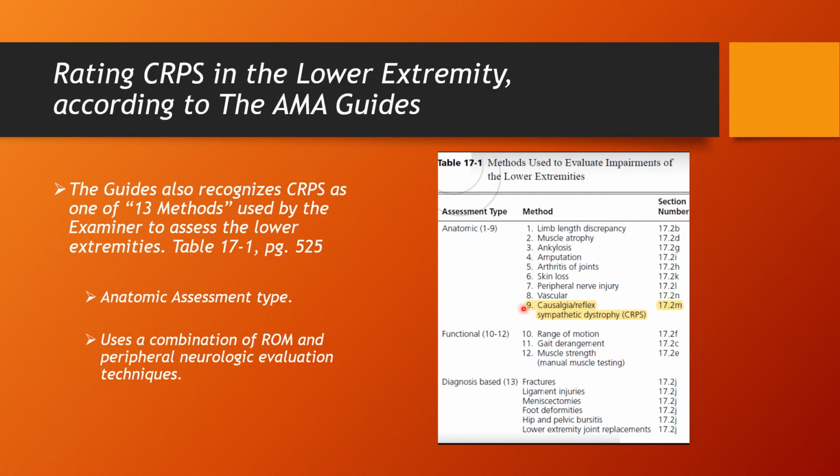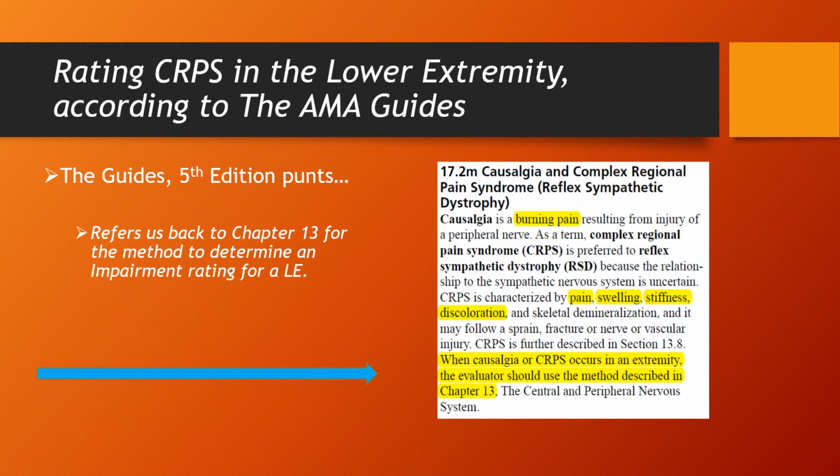It's not functional, and it's not diagnosis based. Why? Because we have talked, there are not very many diagnostic findings that will provide that. You're looking at signs and symptoms, so you're going more on what a condition would be anatomically. You would also, in this case, provide a combination of range of motion and the peripheral neurologic evaluation techniques to move forward. So how do we rate CRPS in the lower extremity?